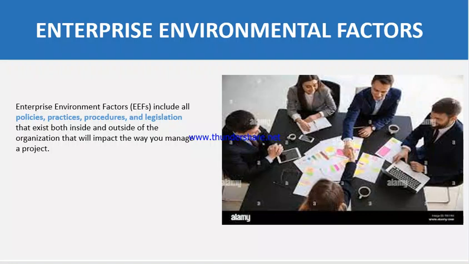Enterprise environmental factors are a very important topic from the PMP exam point of view, because definitely you will see this topic in the exam, at least 15 to 20 questions will be there. And also, if you are already a project manager working in an organization in which you are managing projects, you should have very good concepts about enterprise environmental factors so that you can manage the project successfully.